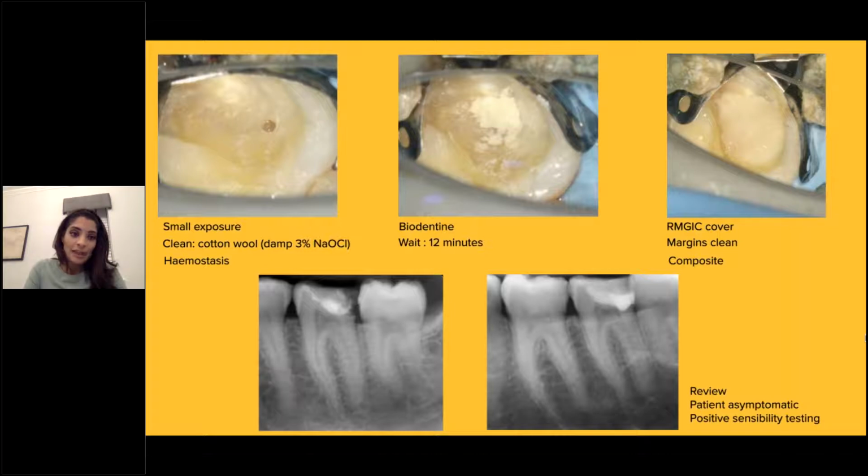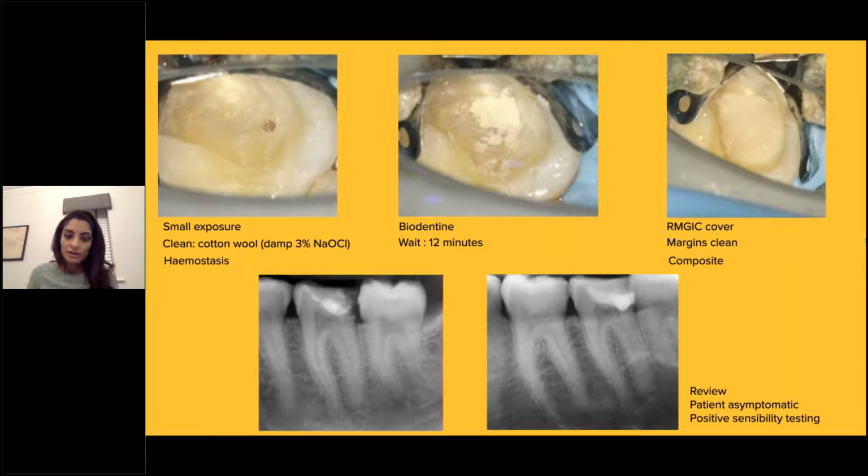I've actually changed the way I manage these cases a little bit. So what I would do now is actually build up the walls of the cavity first. So I've got a sectional matrix band here, you can see. What I would do is put a composite on the external aspect of that, so that now I've got 4 walls that I'm working on. I would then put a thicker layer of Biodentine. So how I've left it quite thin here, and I've had to then cover it with a resin modified GIC, I would actually now put a much thicker layer of Biodentine in, wait for that to set, and then put a composite directly on top.